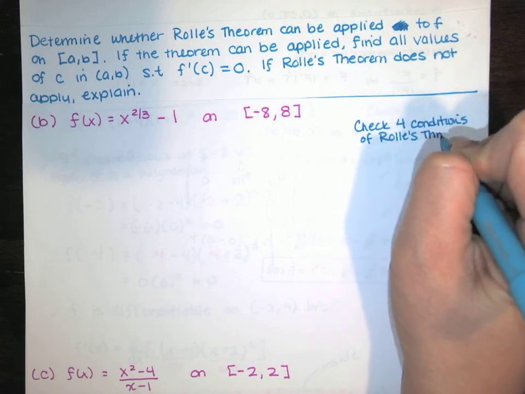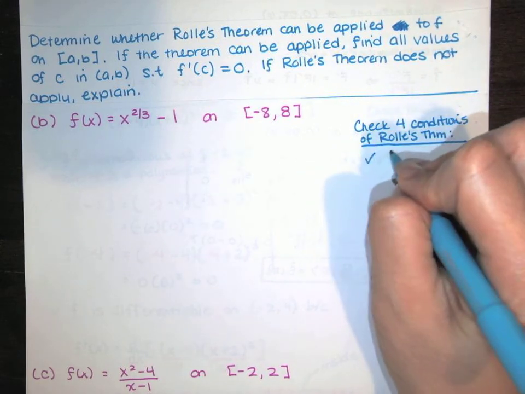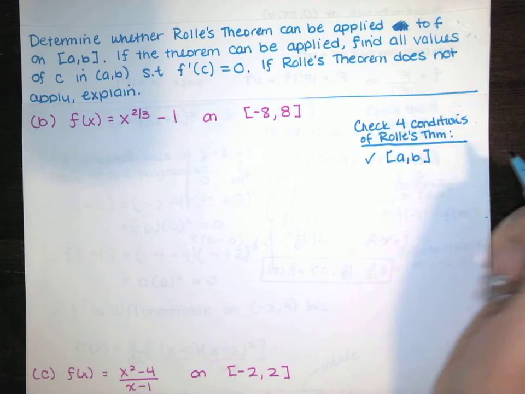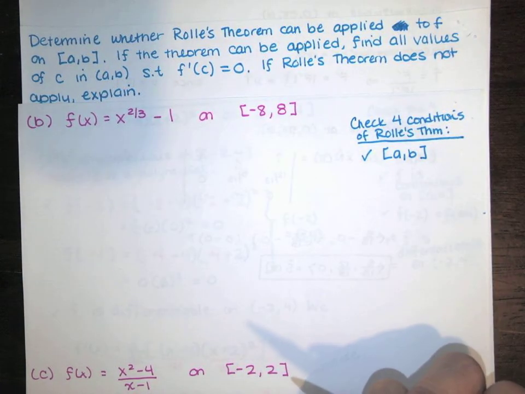Because if the conditions don't hold, we're not guaranteed anything. So we need to be on a closed interval from a to b, and for all of these problems we will be, because we were told the closed interval from a to b. Now we need to check continuity.